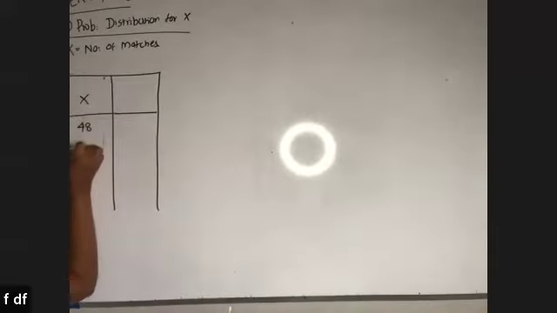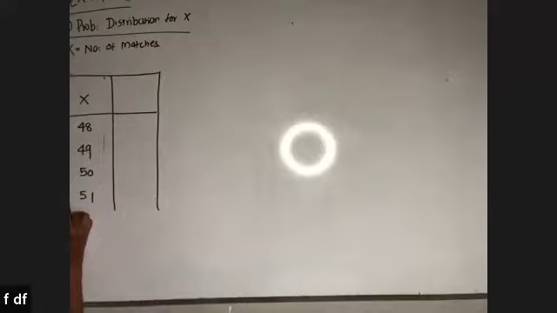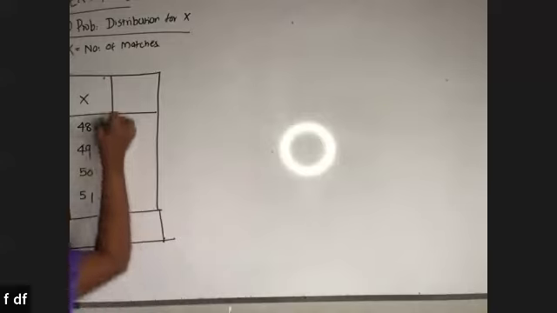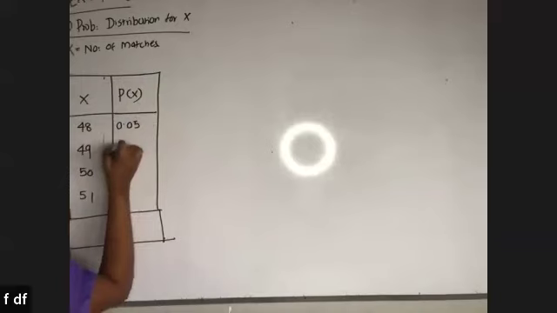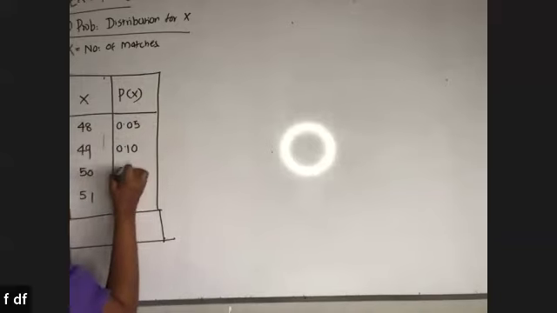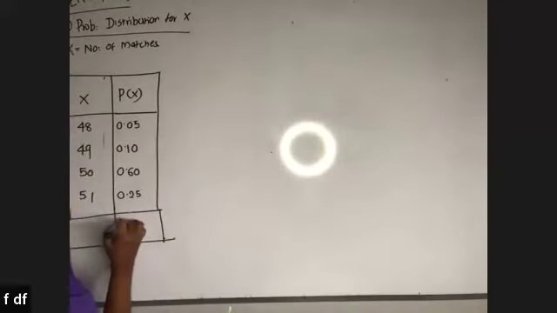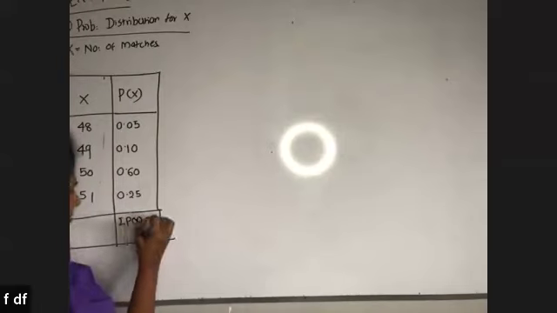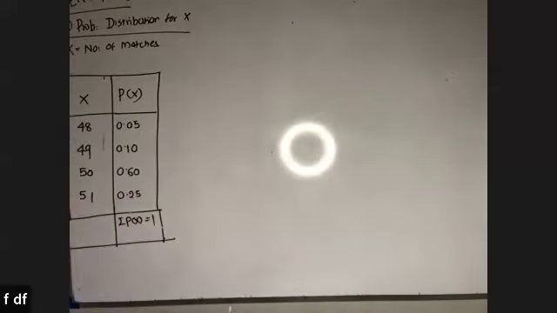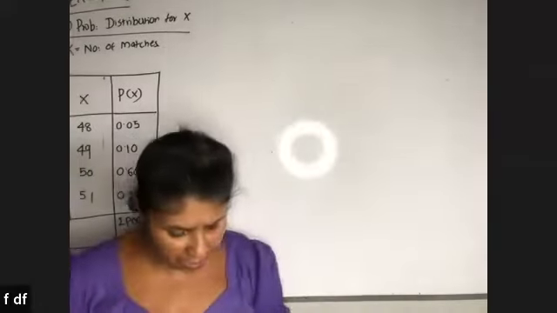X takes 48, 49, 50, and 51, with probabilities: 5% contain 48, 10% contain 49, 60% contain 50, and 51 is 25%. Once you add all these figures, your answer is 1. Sigma P(x) is equal to 1. Now this is your first answer: construct a probability distribution for random variable X.